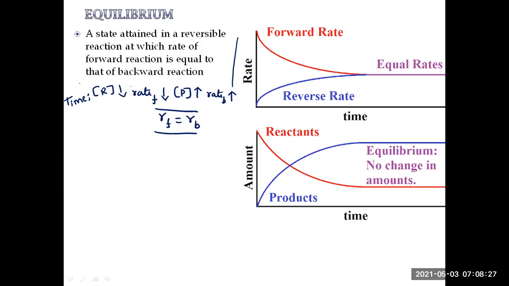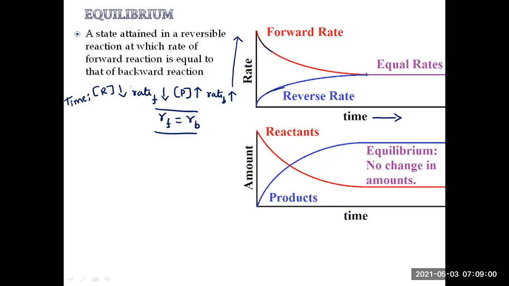Now, along the x-axis, rate has been taken. Along the y-axis, time has been taken. I just now told you, as a reaction proceeds with time, in a reversible reaction, the rate of forward reaction decreases. Correct? Similarly, the rate of backward reaction increases. That decreases, this increases.